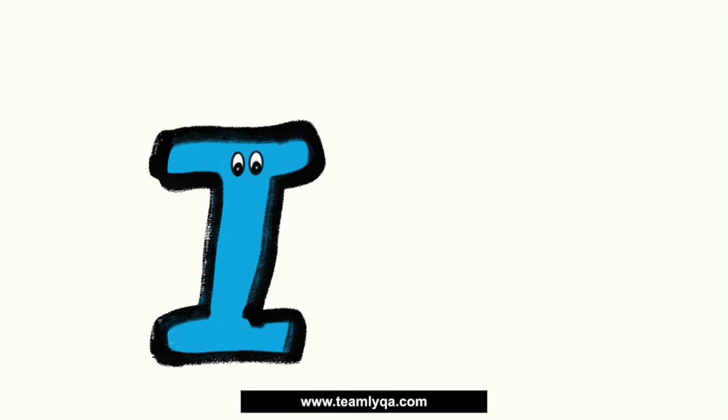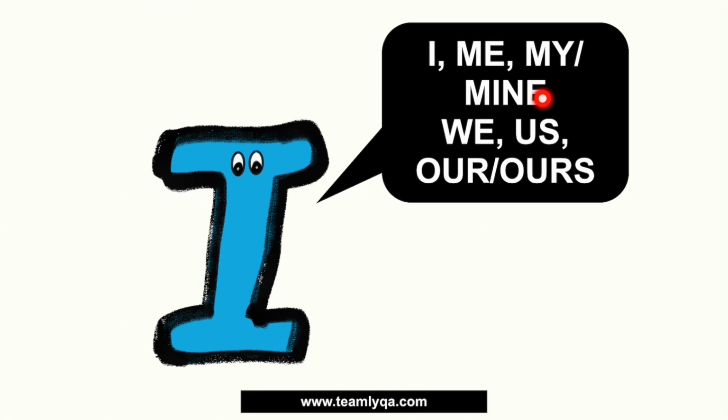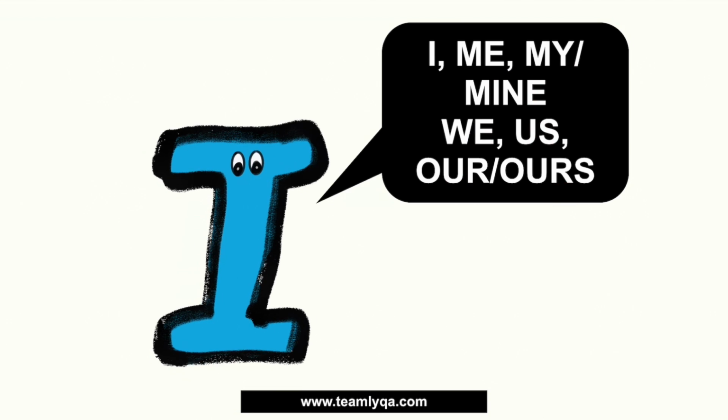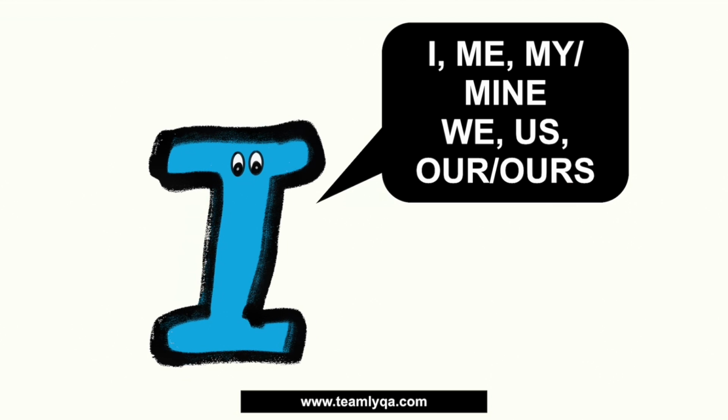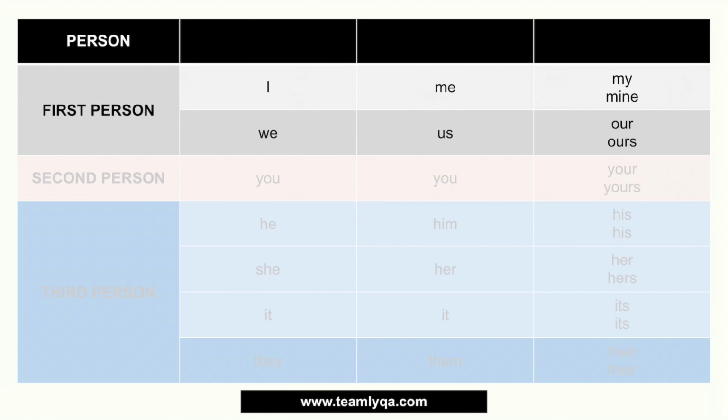Now again, na pag-uusapan natin ngayon would be yung first person pronoun muna. Ano yung mga yan? We have I, me, my, or mine, we, us, our, or ours. Okay? Now, iisa-isahin natin sila. Now, here's a table of yung mga pronouns na pinag-usapan natin last time. Naka-divide lang siya sa kung ano yung point of view. First person, second person, tsaka third person. Pag-uusapan natin ngayon yung first person lang. Pero madadagdagan natin siya ng mas specific na mga conditions.